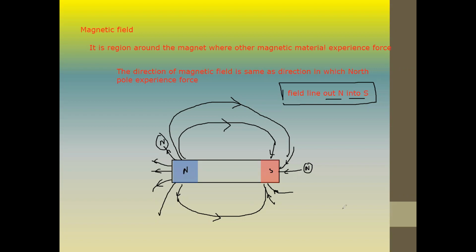Then to work out the pattern, plotting a magnetic field of a bar magnet. If you want to plot a magnetic field of a bar magnet, what we can do is use a plotting compass. What is a plotting compass?